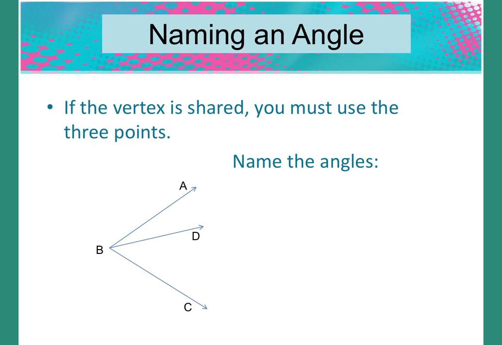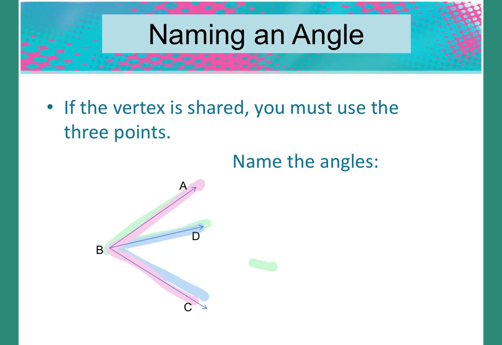All right, so if your vertex is shared by more than one angle, you can no longer just use the vertex as its name. I cannot call this angle B, because what do I mean? Do I mean this angle B? Or this angle B? Or this angle B? So you cannot. In that case, you have to use the 3 letters.